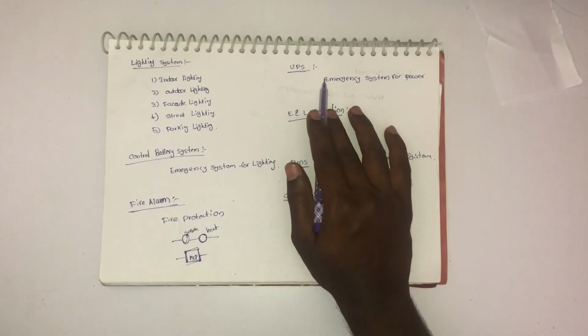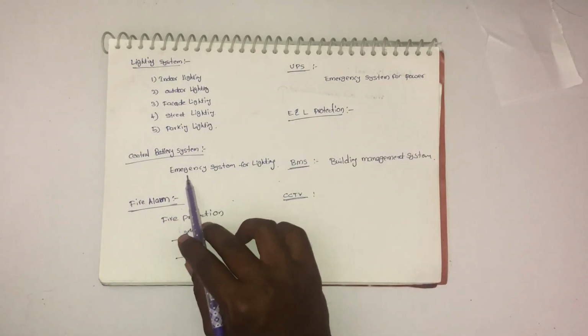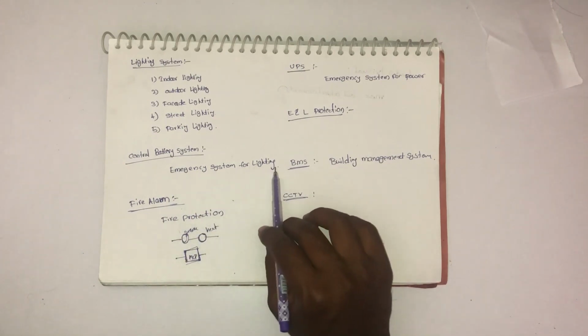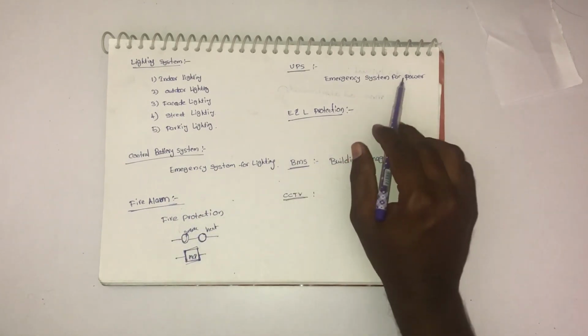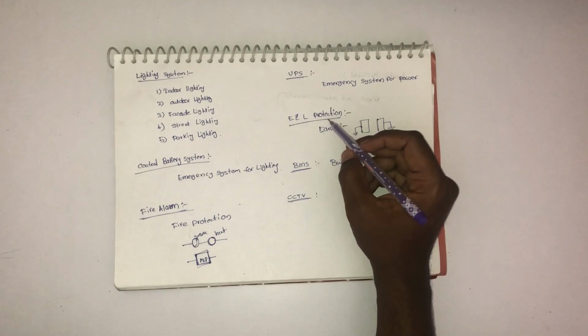Next one is the UPS system. The UPS system is an emergency system for the power, and the central battery system is an emergency system for the lighting. This is the lighting and this one is the power. I already discussed the UPS system in a previous video. If you did not watch that video, I mentioned the link in the description. Please check out that video and you will understand what the UPS system is. So I am not going to explain the UPS system here. Please watch that video.